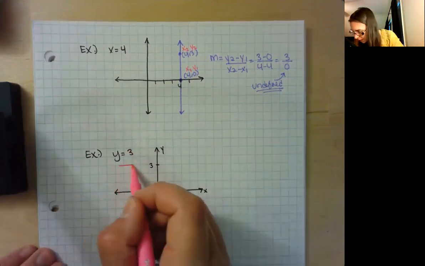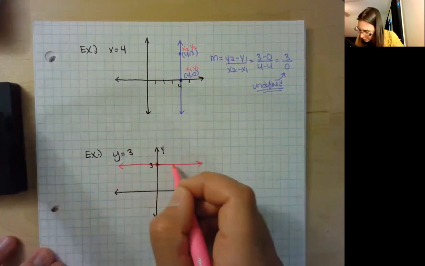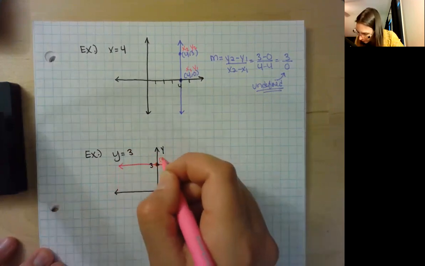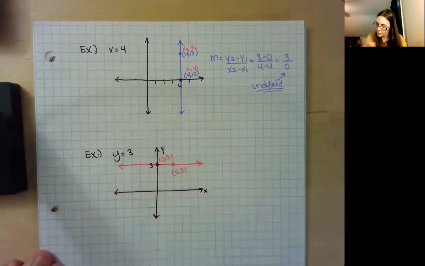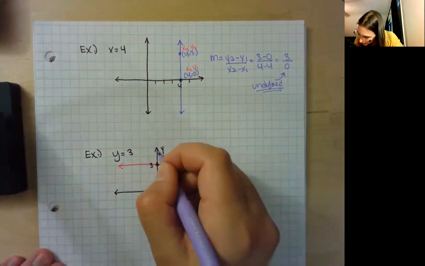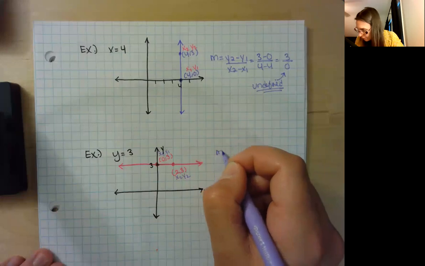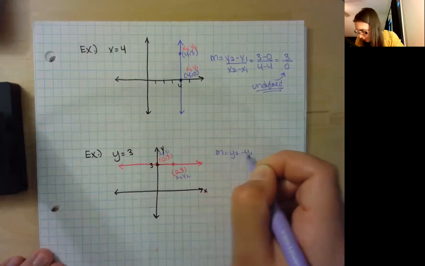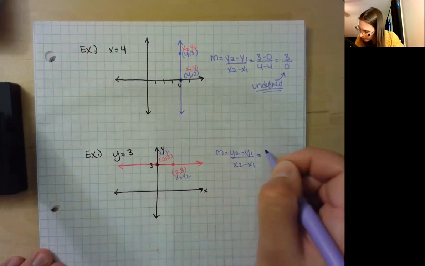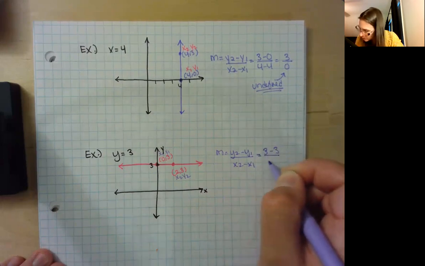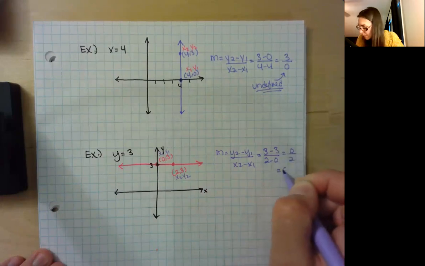So here would be my horizontal example. And again, maybe I just use 2 points. So I'm going to use the point (0, 3), and I'm going to use the point (2, 3). This can be my first point, and this can be my second point. So my y values would be 3 minus 3. My x values would be 2 minus 0, and I have 0 over 2, which is just 0.